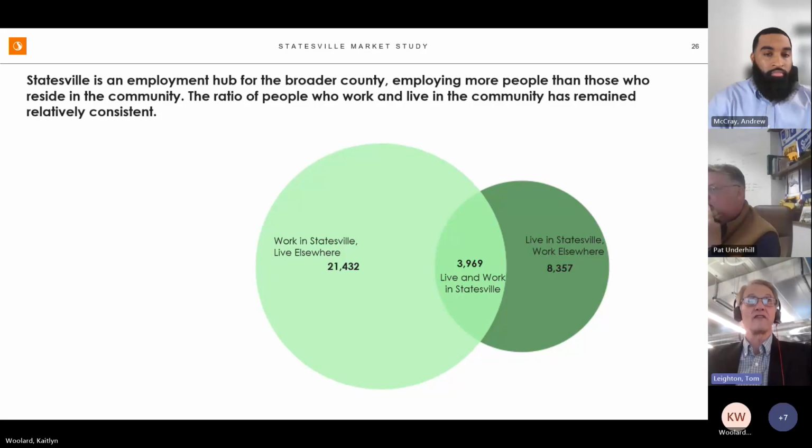And you can see here in this chart, the large bubble looks at folks that have jobs in Statesville but live outside of Statesville, 21,000 people. And if you compare the number on the right, those who live in Statesville and work outside of Statesville are only 8,000 people. So Statesville is a big job destination. Next slide.